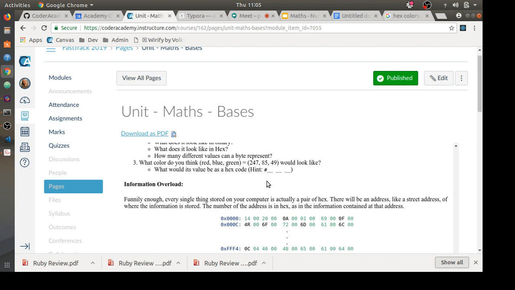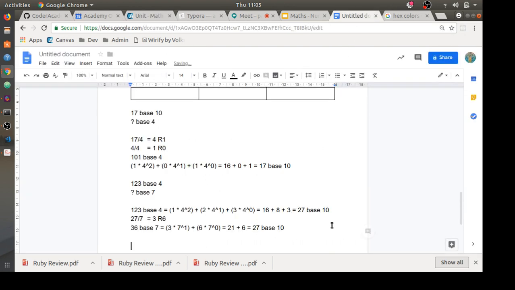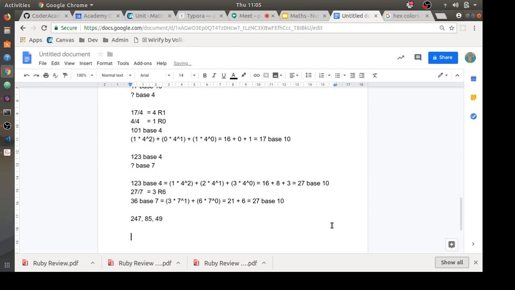We should try it out. So what are the hex values for this one? So does that mean 247, 85, 49. 247, 85, 49. Okay, so yeah, we divide by 16.